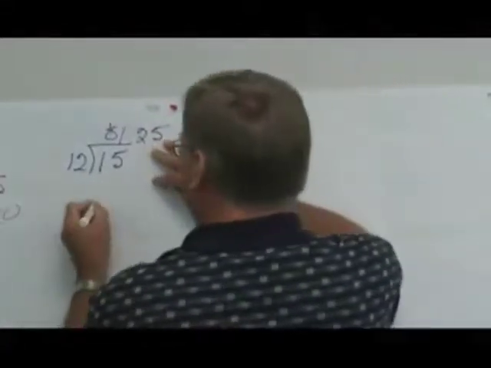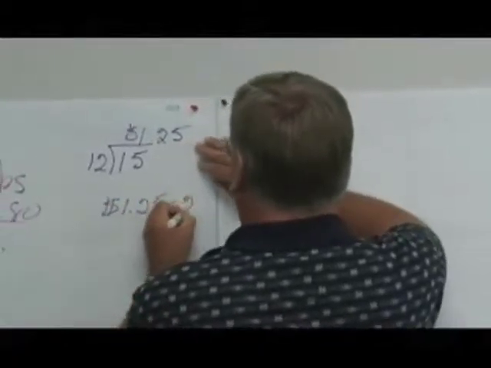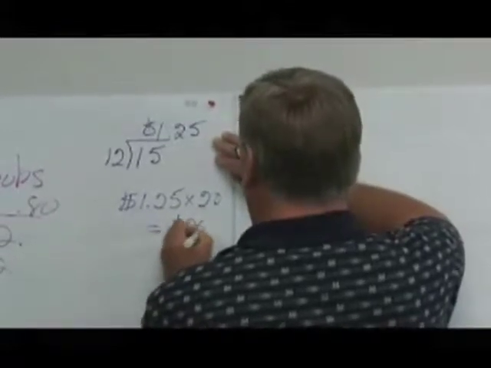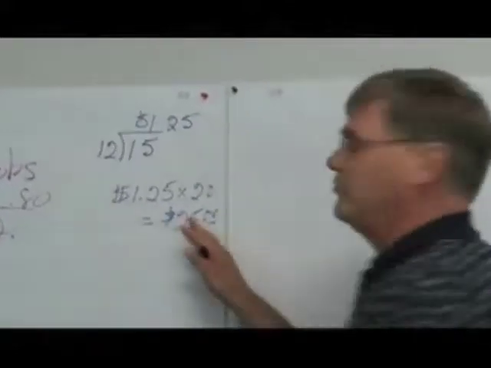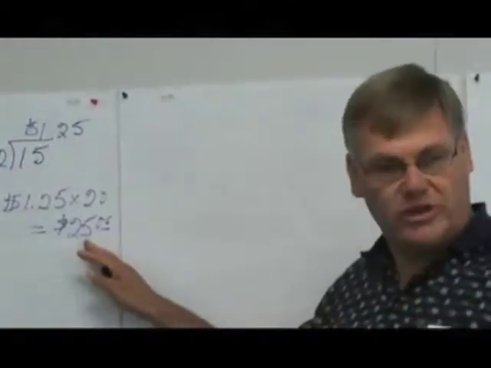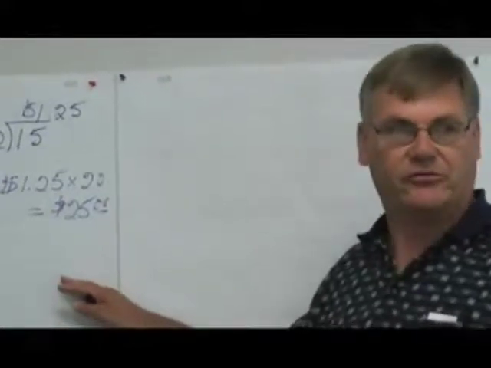So I took the $1.25 and multiplied that by 20, and that would give me $25. Wow. So at Bob's, to buy 20 cans would cost me $25. So to go to the other store and buy 20 for $23, that would be a better price.